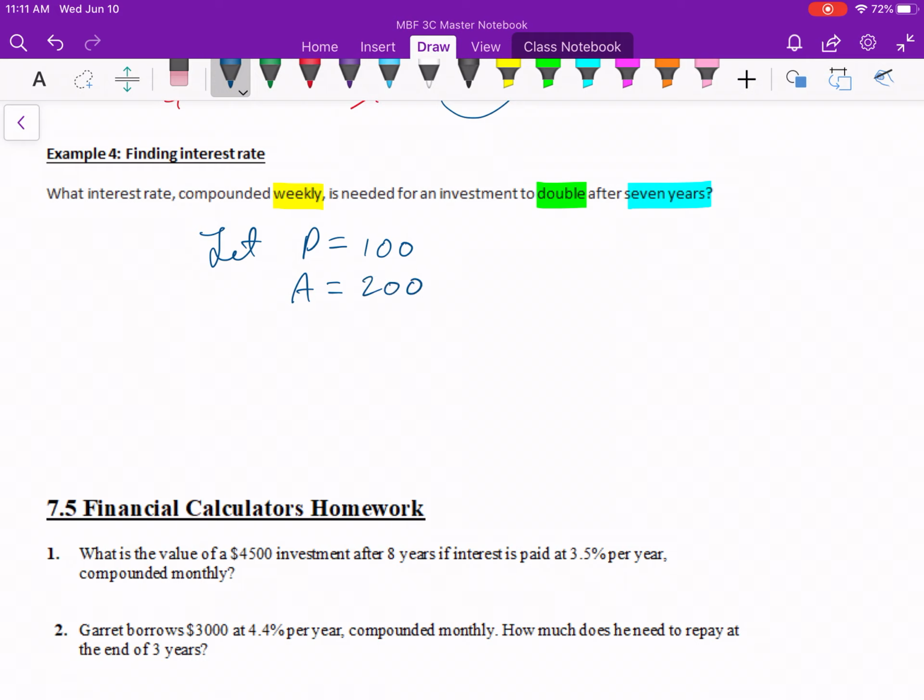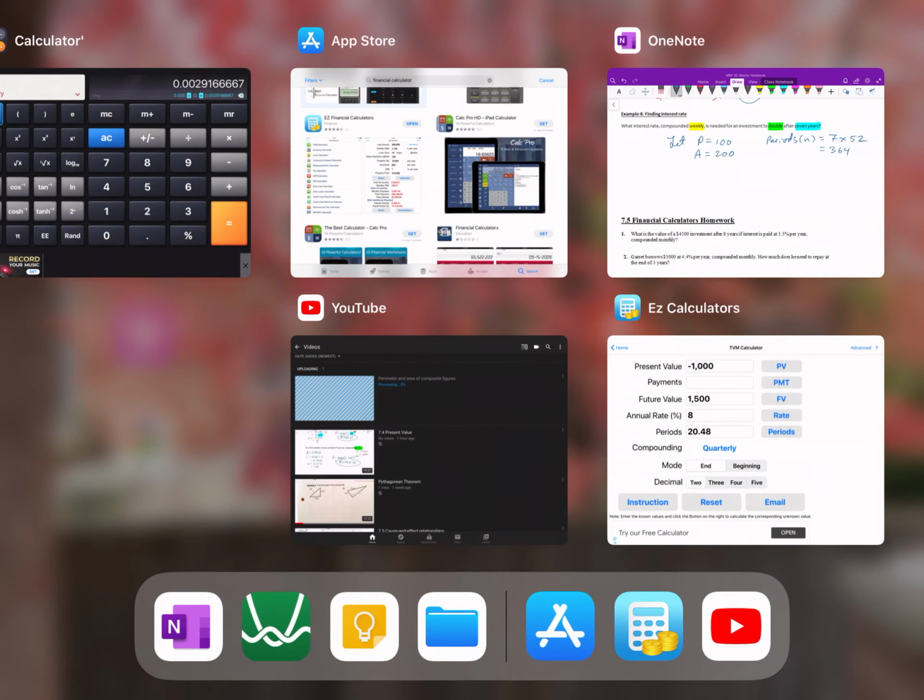Okay? And with that, I do need to know what periods is again for my calculator. So that would be 7 years times 52, because there's 52 weeks in a year. So 7 times 52 gives me 364. So I do need to calculate that number. Now I've got everything I need for the calculator though.